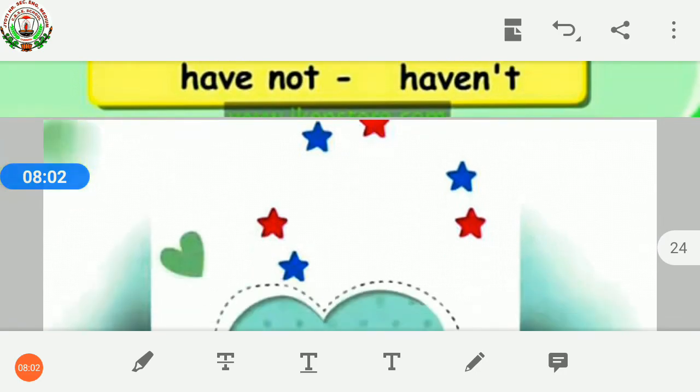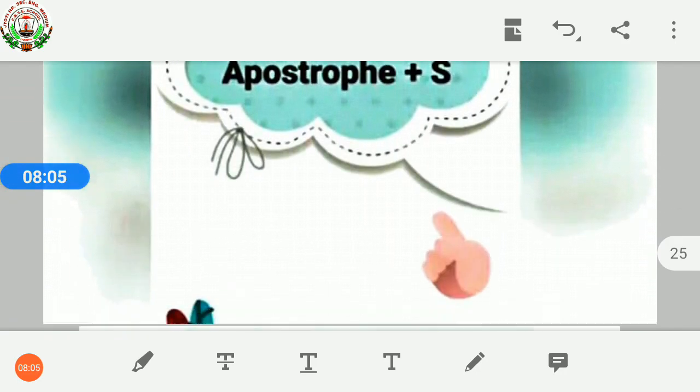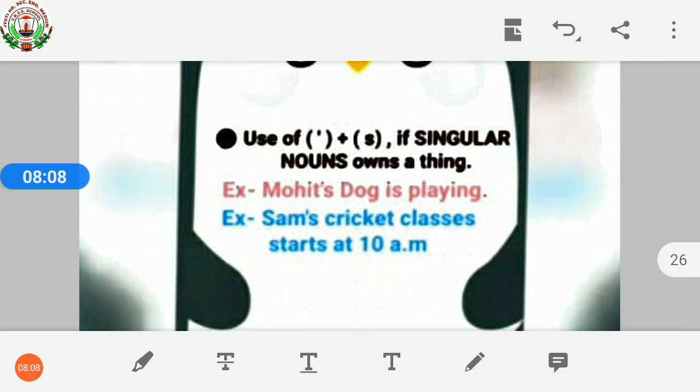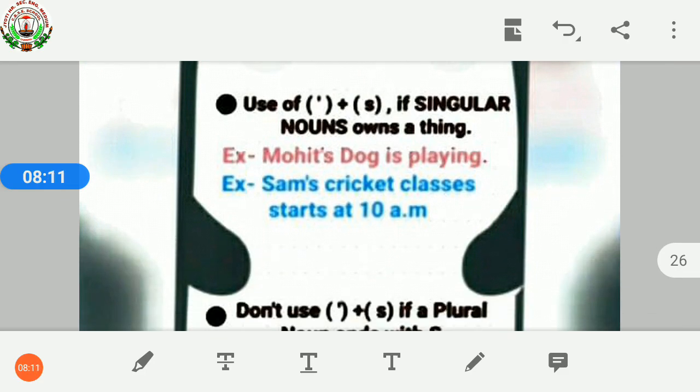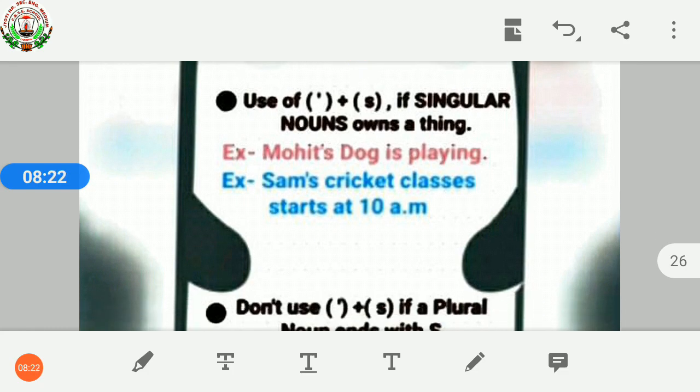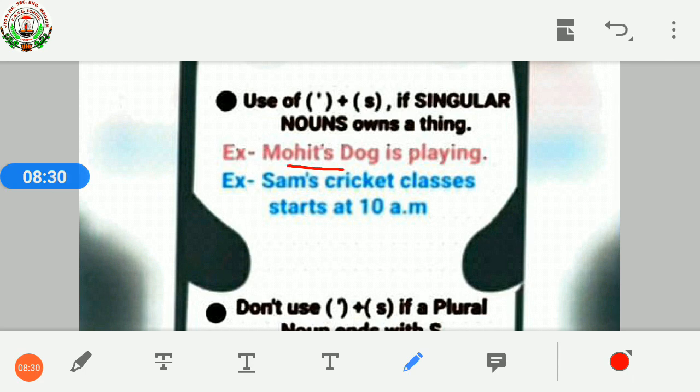Now let us know some rules of using apostrophe plus s in writing English language. See, very first rule says use of apostrophe plus s if singular noun owns a thing. So my dear children, we have already learnt above by some examples that if any noun which is singular in number, we will always add apostrophe s to show the position of noun. See here, first example, Mohit's dog is playing. Here Mohit is singular noun, so we have added apostrophe s after Mohit to indicate that the dog of Mohit is playing. Dog belongs to Mohit.